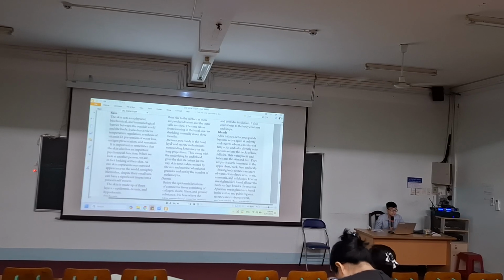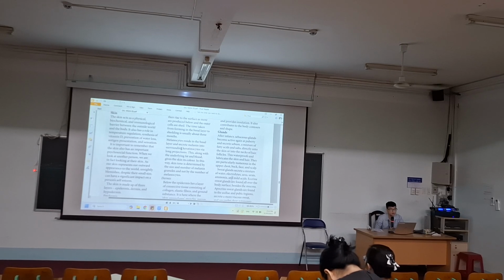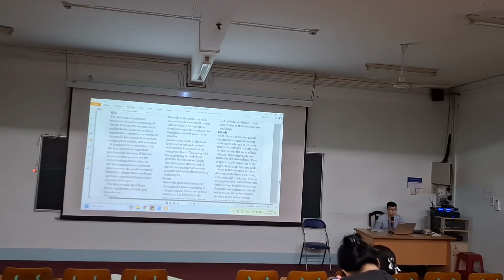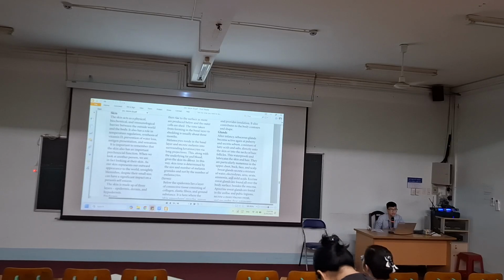The melanocytes reside in the basal layer and secrete melanin into surrounding keratinocytes by long projections. This, along with underlying fat and blood, gives the skin its color.